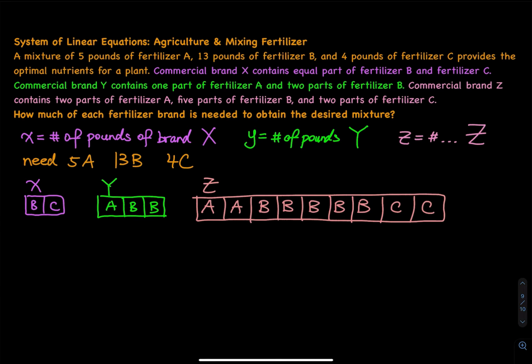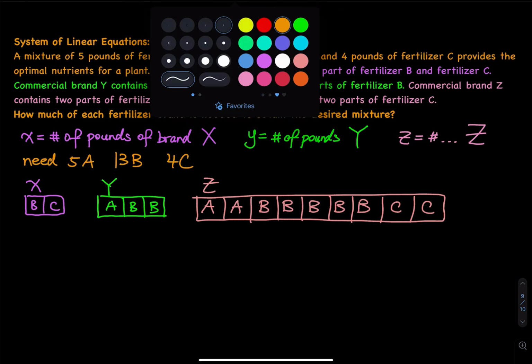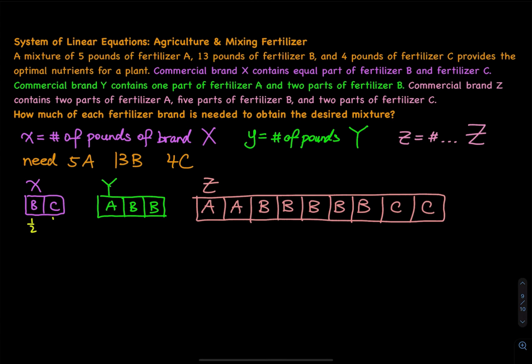So the way I interpret that is I draw a picture for X. I will just consider the entire rectangle as X. They said equal parts of B and C. I will just cut this X into 2 pieces, one for B and one for C. So that tells me this X has half B and then half C. And then let's take a look at Y.